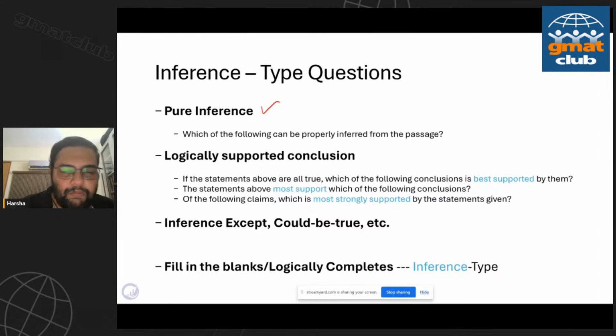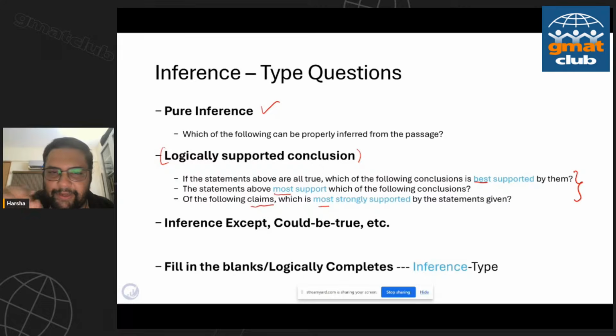Now, most of the time what you'll actually see on the GMAT is something which I like to call a logically supported conclusion. And here are some examples of what it looks like. If the statements above are true, which of the following conclusions is best supported by those statements? Look at the second one. The statements above most support which of the following conclusions? The third one, of the following claims. It's not even that I'm concluding some very factual truth based on the given information. Of the following claims, which one is most strongly supported by the statements given?